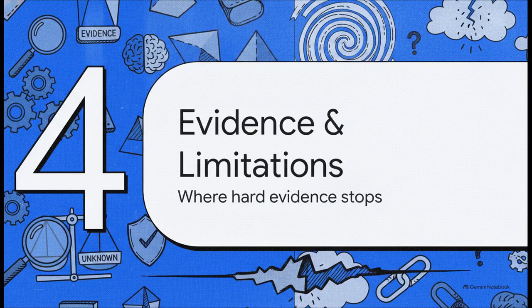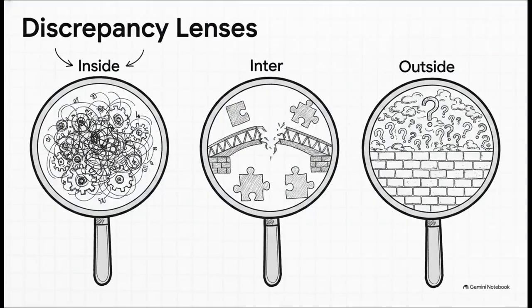Which brings us to part 4, navigating evidence and limitations. A core philosophy of the methodologist is knowing exactly where hard evidence ends and the vast unknown begins. We use 3 discrepancy lenses to spot these gaps. Inside discrepancy looks at our own internal distortions and limits. Interdiscrepancy examines knowledge gaps between different teams or interacting systems. Think of a miscommunication between a medical imaging AI and a hospital's outdated record database. An outside discrepancy represents the complete unknowns beyond our current domain.